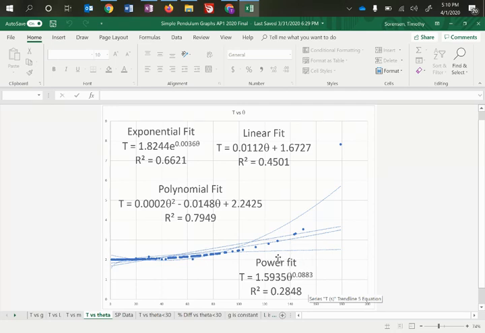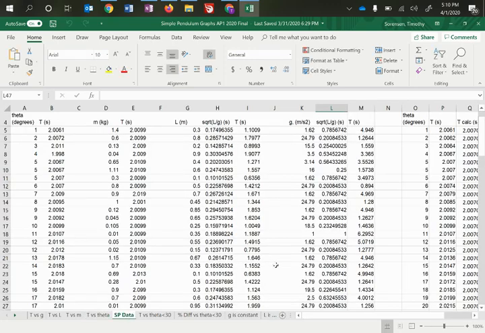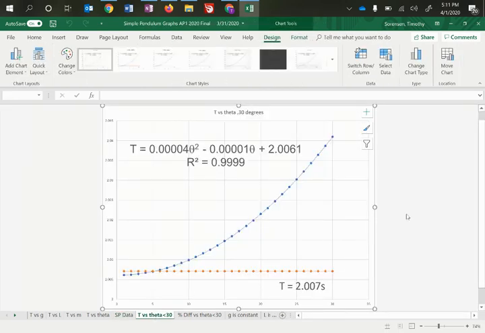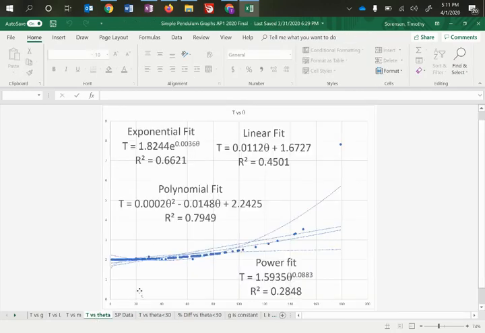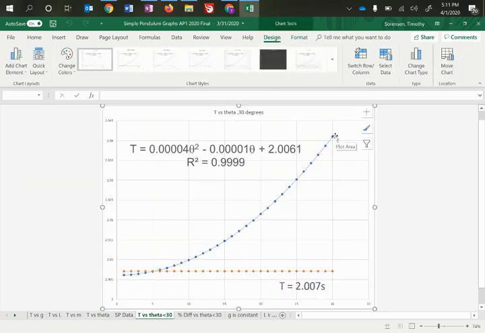And so what I did is I went back to our data and I pulled out just all the angles that are less than 30 degrees, and I plotted T versus that. And you'll notice that we have the period here versus angles less than 30 degrees, which is just a smaller chunk of this bigger T versus theta graph, and we can see that it's not too huge of a difference. This is 2.04. This is about 2.005, so it's not a huge difference.